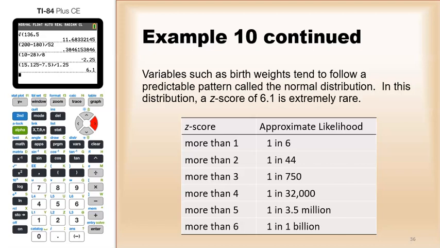A z-score more than 2 occurs about once in 44 attempts. A z-score of more than 3 is about once in 750 times. A z-score of more than 4 is about once in 32,000. A z-score more than 5 occurs about once in 3.5 million. And something more than 6 is about 1 in a billion. So, extremely rare.